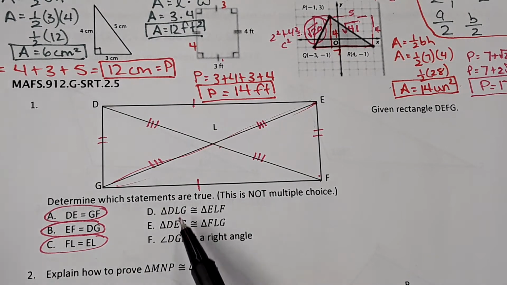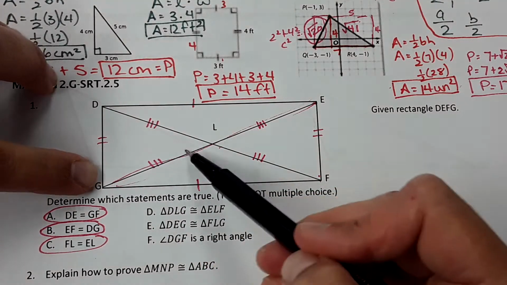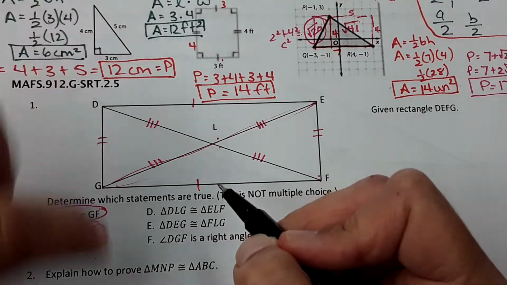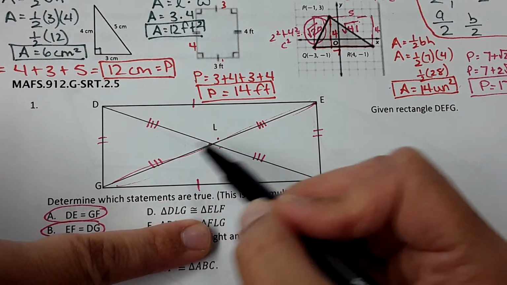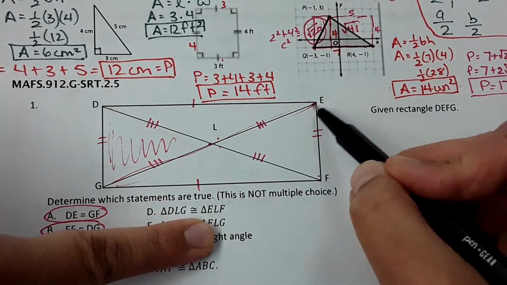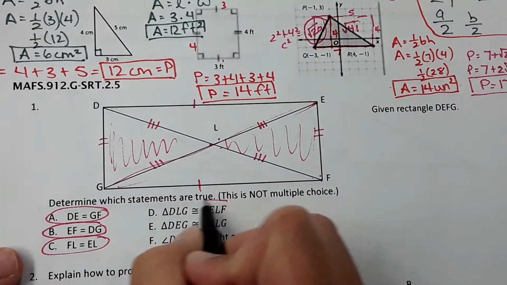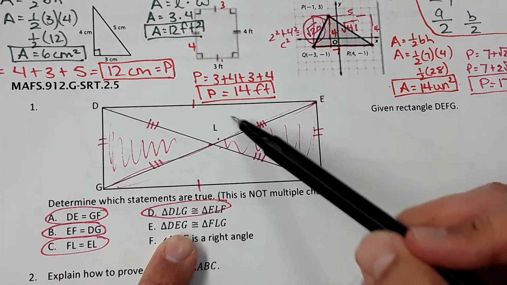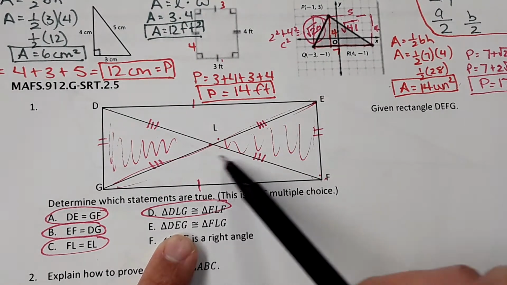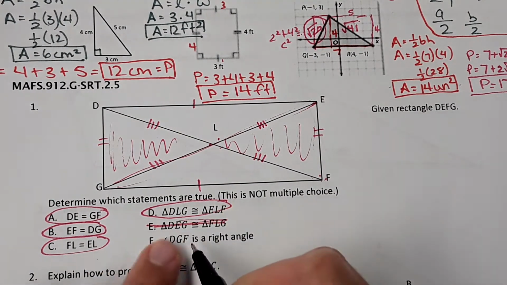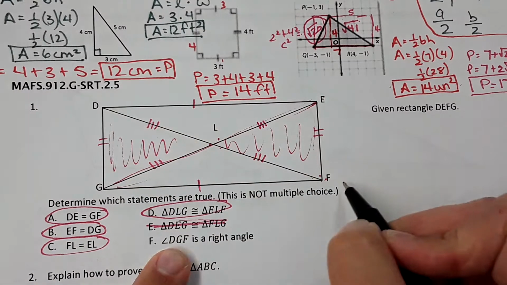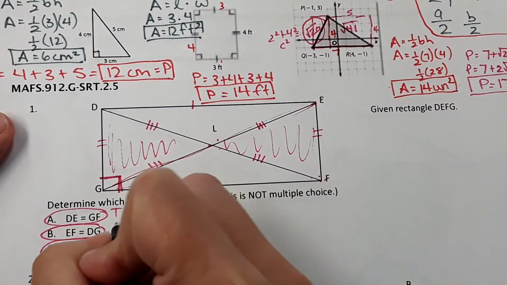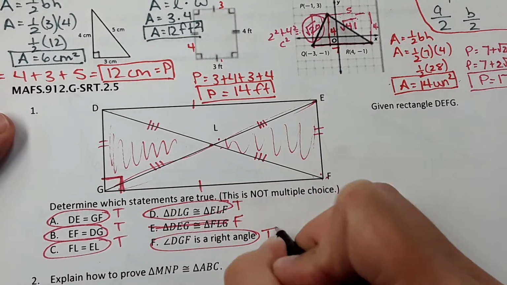Then it's asking, is triangle DLG, so this triangle here, equal to triangle FLG? Wait, am I looking at the right? I'm looking at two answers at the same time. DLG, this triangle, is that equal to ELF, this one? Yes, it is. And triangle DEG, so this entire thing, is that equal to FLG, just this part? No, that's false. And is angle DGF a right angle? It sure is. So you have true, true, true, true, false, true.